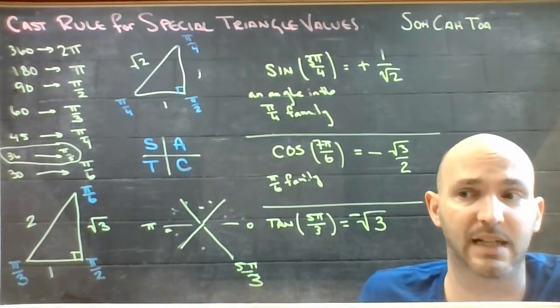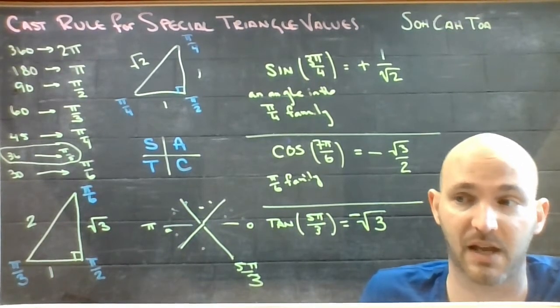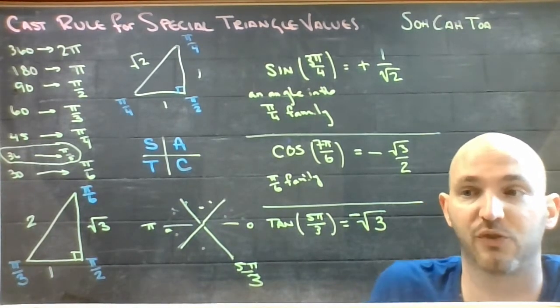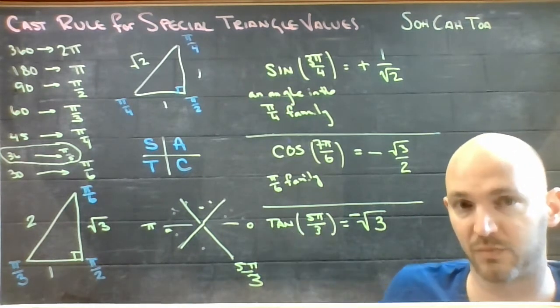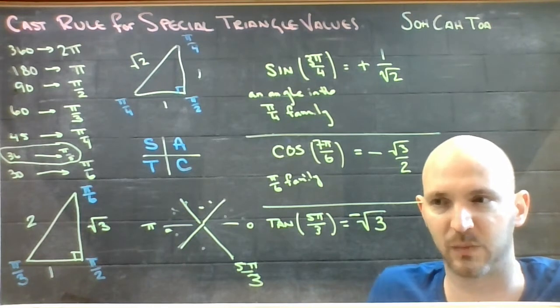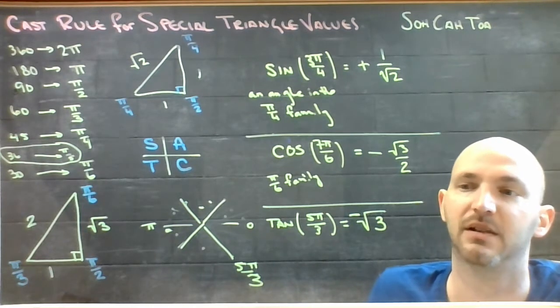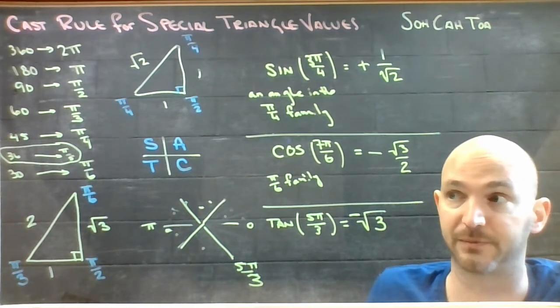And you can check that on your calculator. 5 times pi divided by 3 in tan should give you a negative value. And the square root of 3 is 1.7-ish, 1.74, something like that. So you can check that out, make sure it works out.